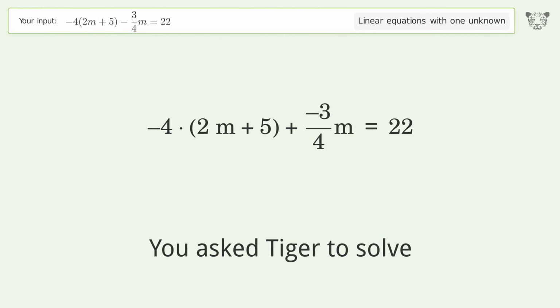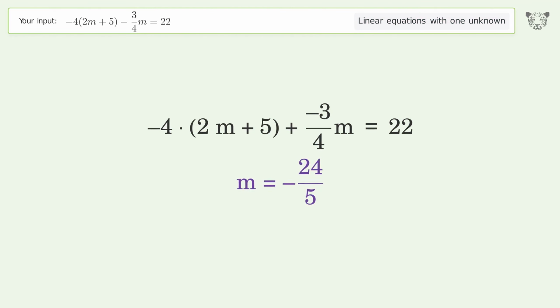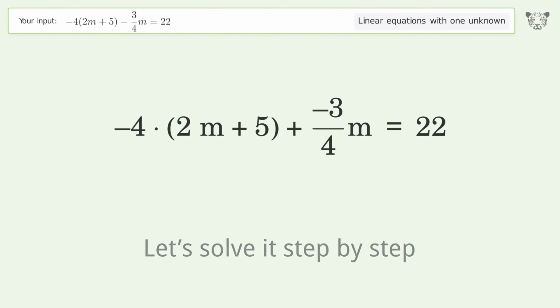You ask Tiger to solve. This deals with linear equations with one unknown. The final result is m equals -24/5. Let's solve it step by step.